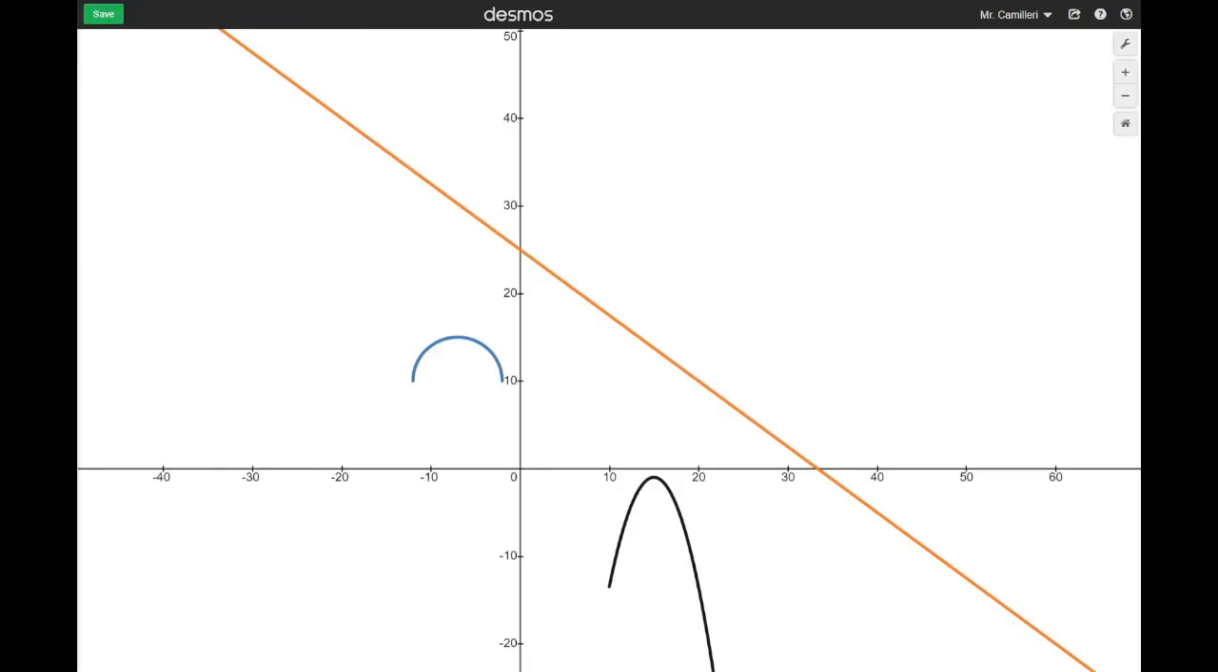Here are 3 examples of functions. We say that these functions are continuous. We say they're continuous because the points on the function don't have any gaps in them.